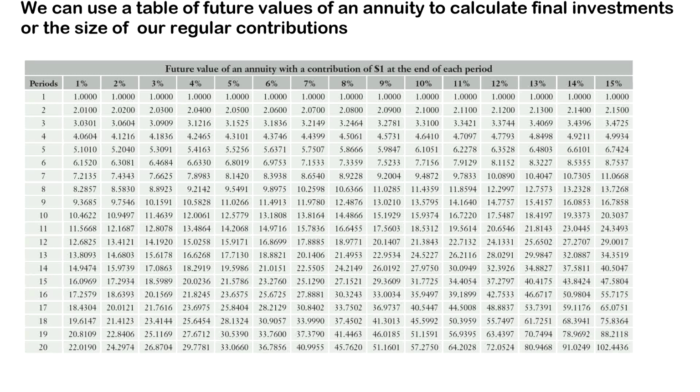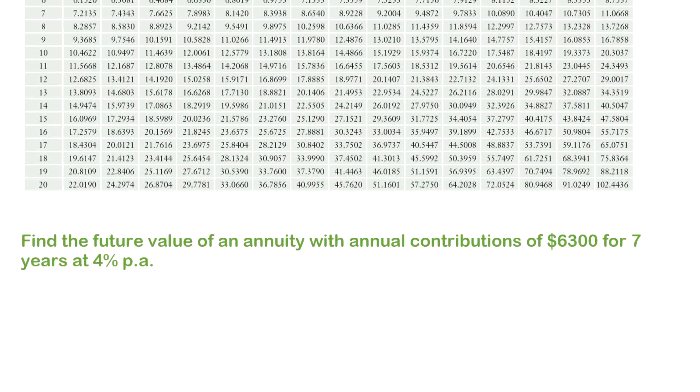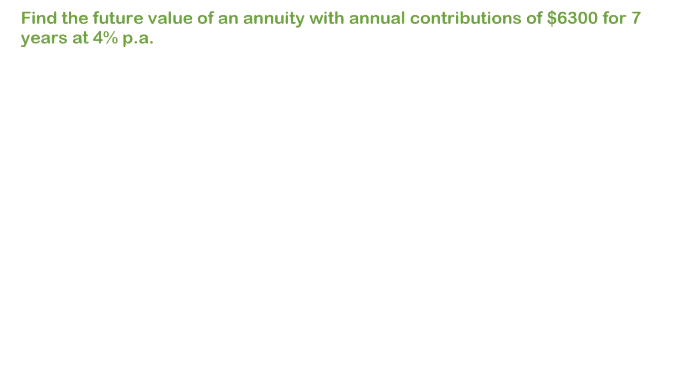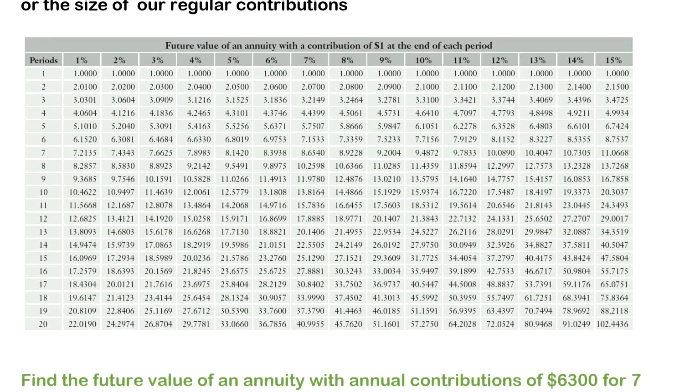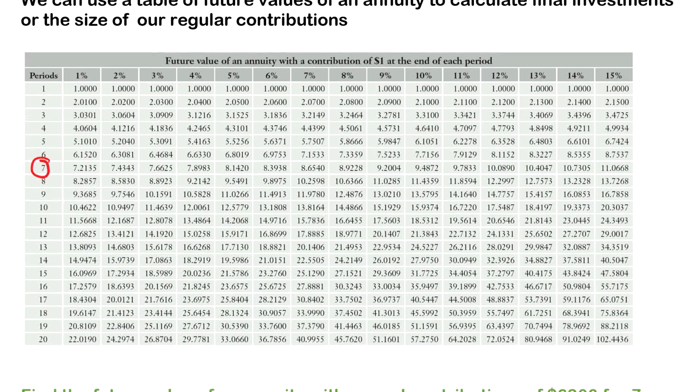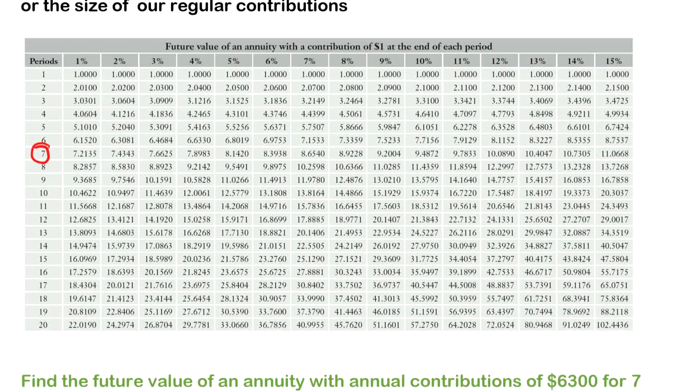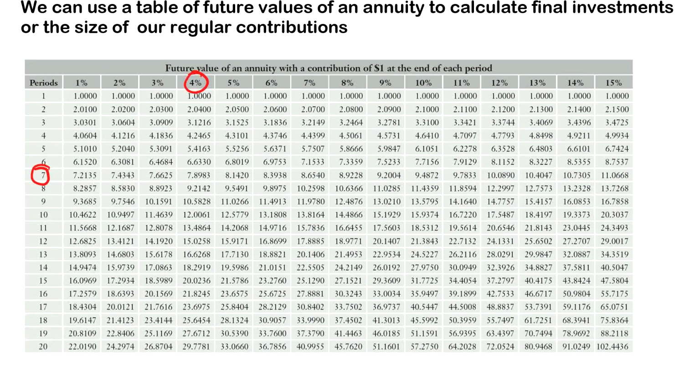So we use this table to find our final amounts, essentially. Here is a question: find the future value of an annuity with annual contributions of $6,300 for 7 years at 4% per annum. The first thing I want to do is go to this table and look for 7 years, so 7 over here, and I want to look for 4%, so here. I then need to find where they meet, which is this square here.